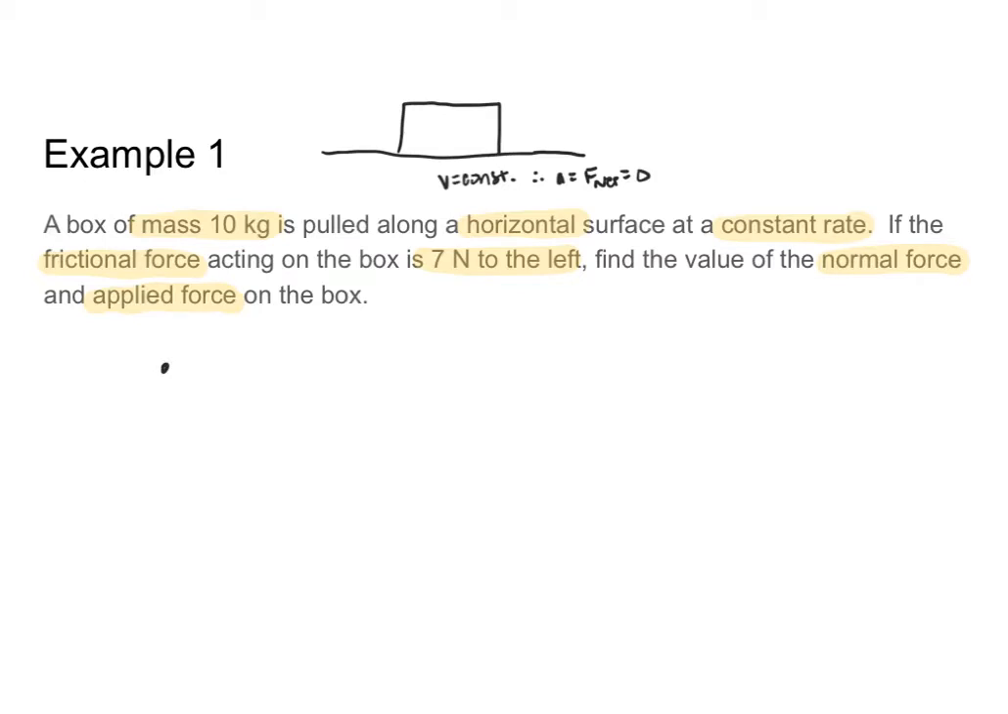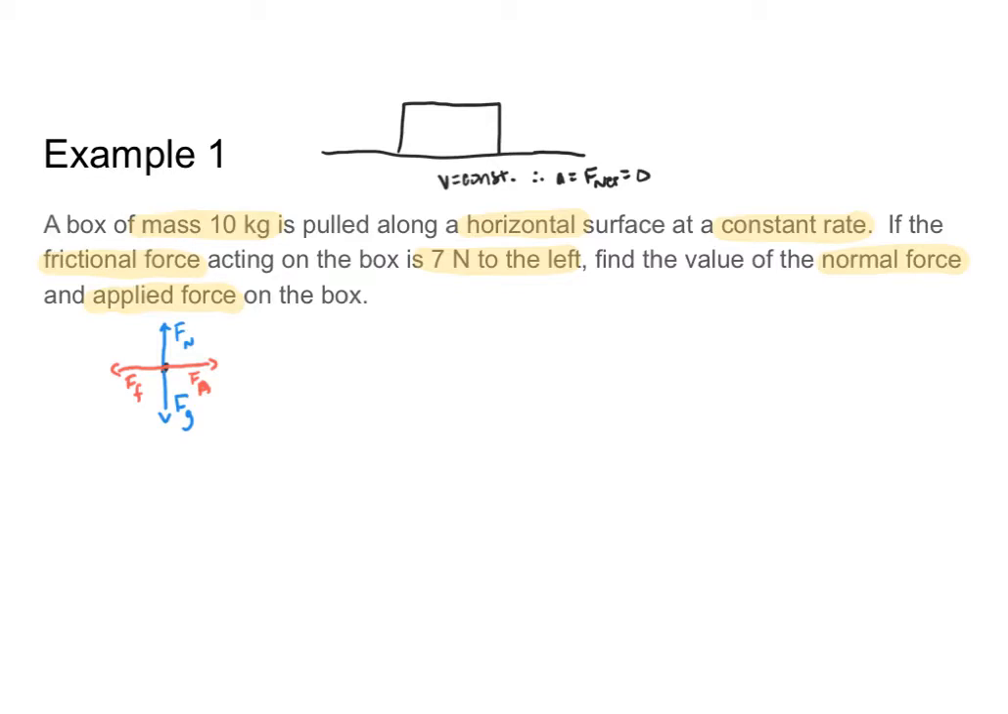So my box has mass, therefore gravity is going to act on it. So I'm going to start by drawing my vector for the force of gravity. And in the direct opposite direction of gravity, I have my normal force acting up. Then I know that my frictional force is pulling the box to the left, and another force, my applied force, is going to be pulling the box to the right.